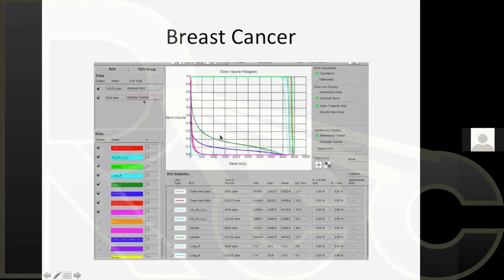So this is just a comparison. You can see the normal tissues all look good. We're looking at a DVH, the dose volume histogram, with the dotted line and the straight line for the 2 different plans, and you can see they're all good. The normal tissues are all great, right? It's the tumor bed that we weren't covering. And so it's important to look at both of these things.